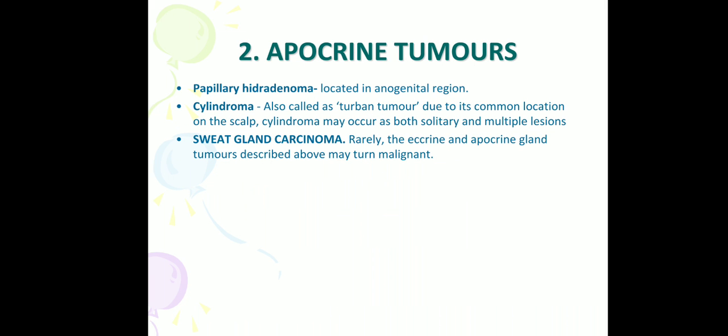Apocrine tumors include papillary hydradenoma, which is most commonly located in the anogenital region, and cylindroma, also called as turban tumor due to its common location on the scalp. Cylindroma may occur in both solitary and multiple lesions. Sweat gland carcinoma is a rare tumor, and the eccrine and the apocrine gland tumors described above may turn into malignant tumors.